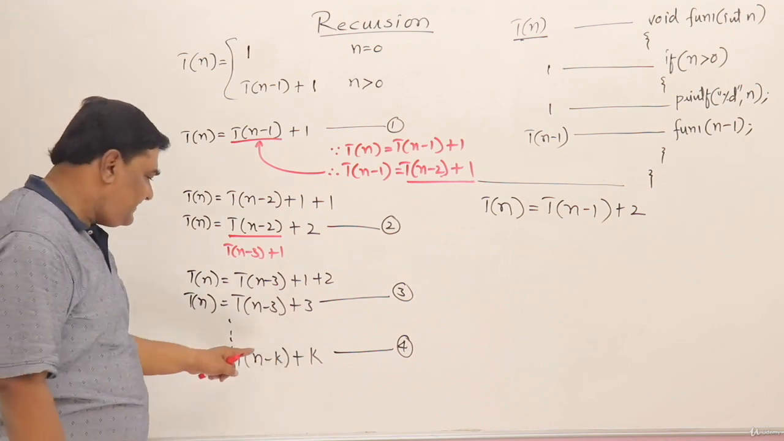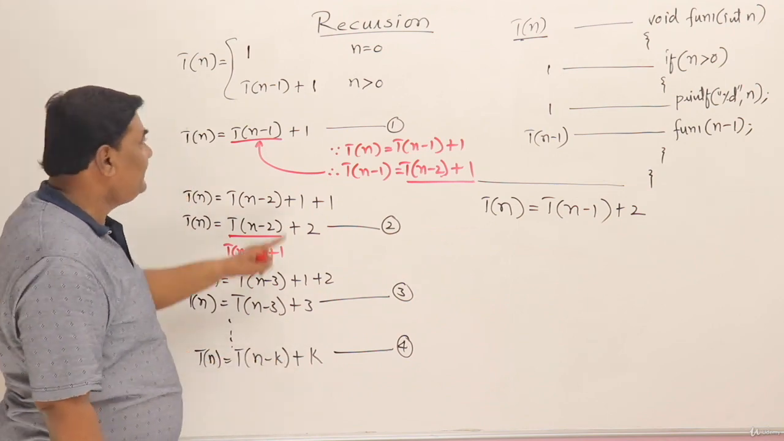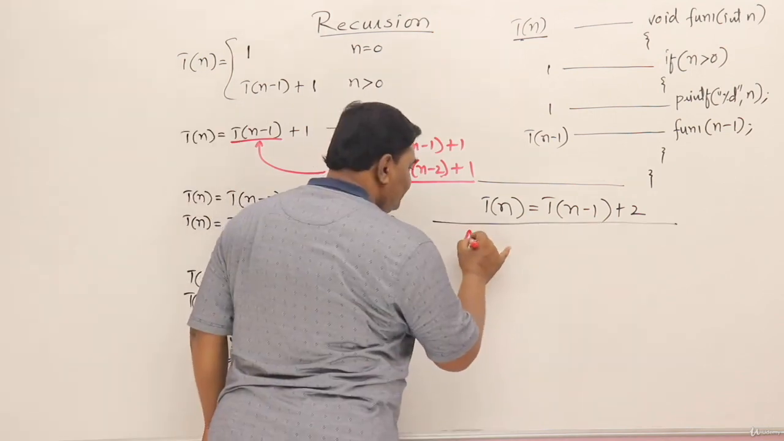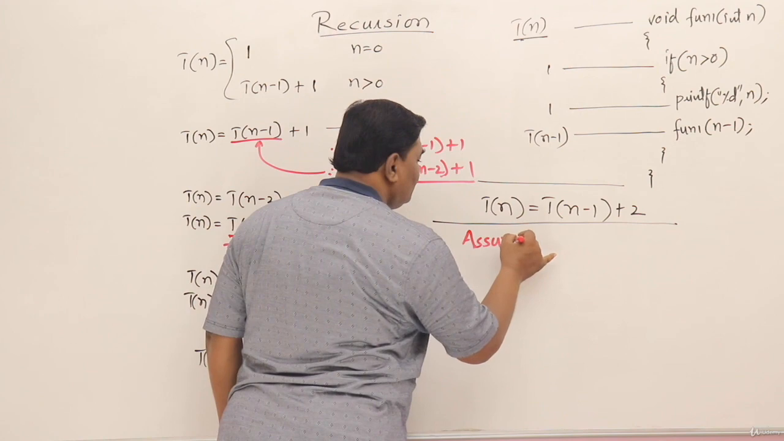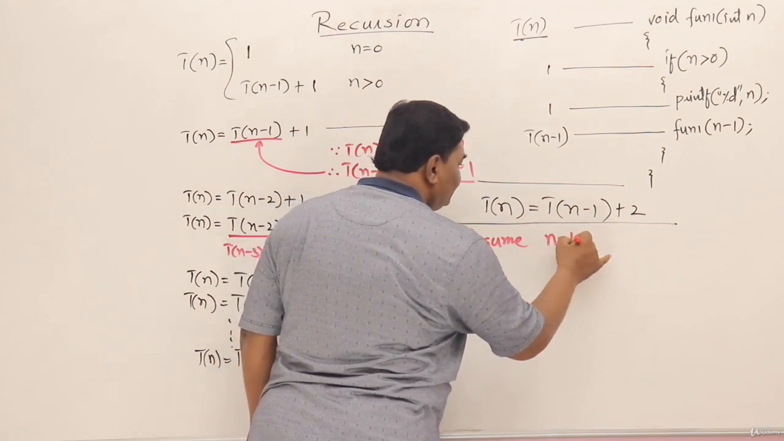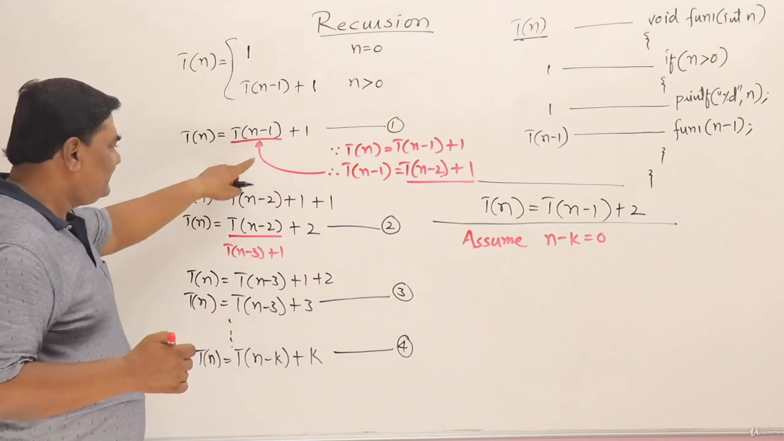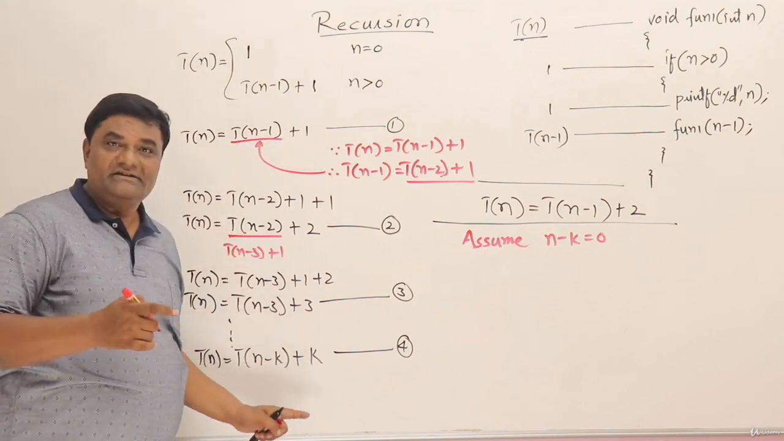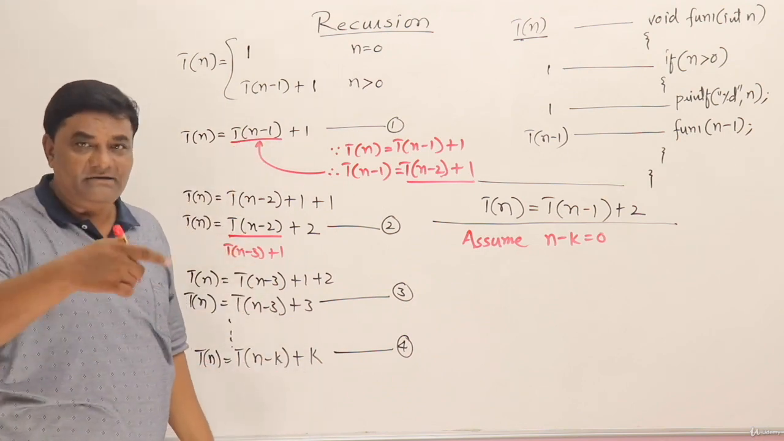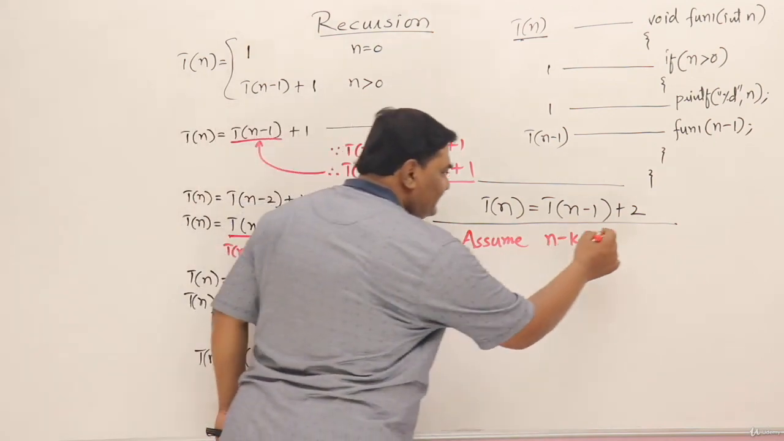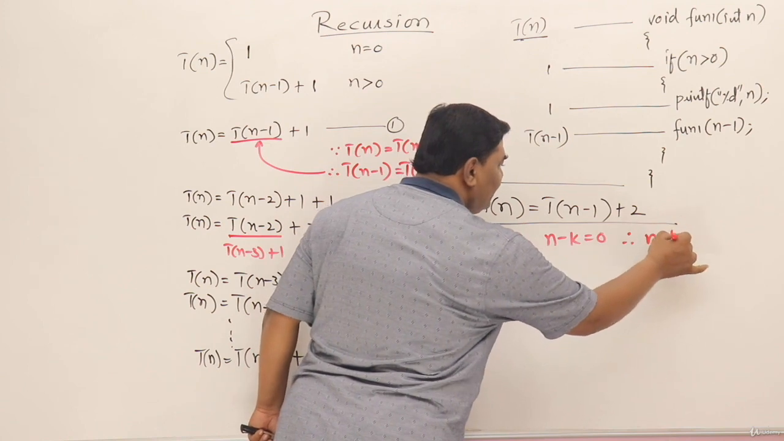Now we say that this n-k has actually become 0. So on that side I will write down, assume that n-k is equal to 0. So it means we have n-1, that we made n-2, then n-3, and so on, up to what? It became 0. So we assume that this has become 0. So therefore, n is equal to k.